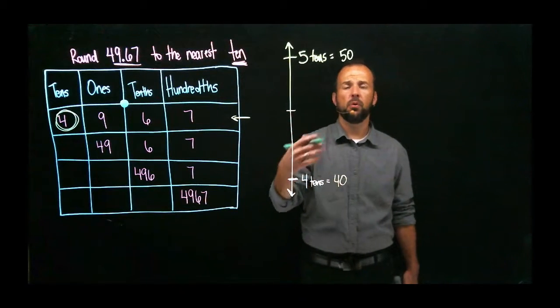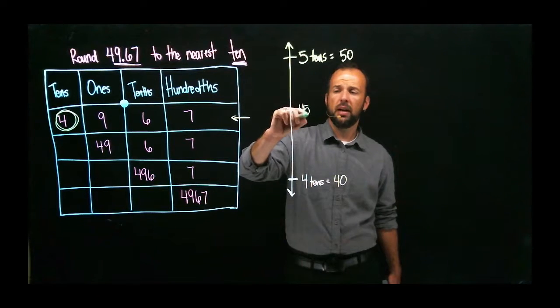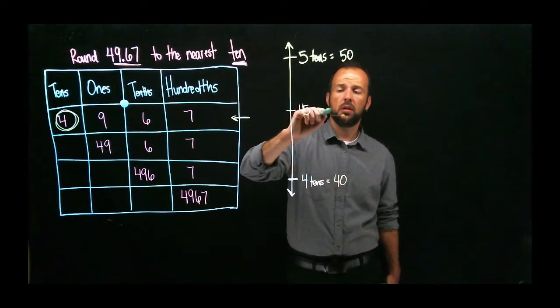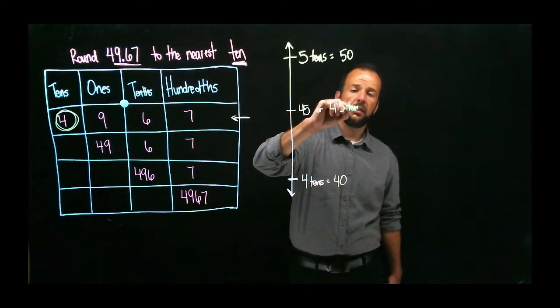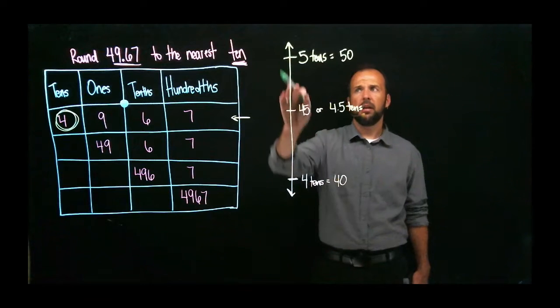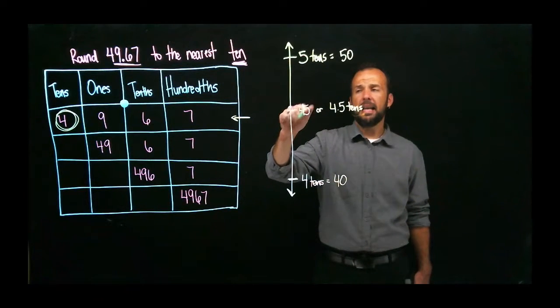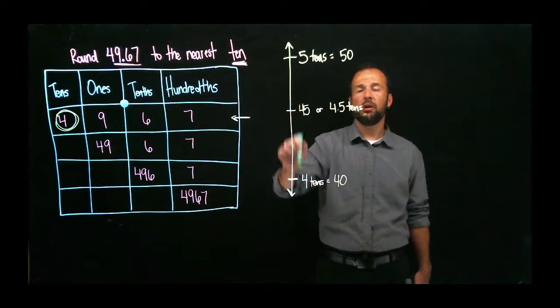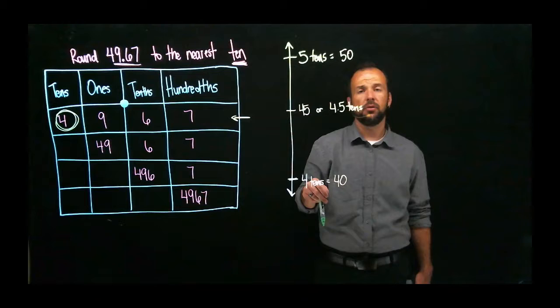All right, so between 4 tens and 5 tens would be 45, or 4.5 tens, okay? So now I have my low point, I have my high point, I have my middle, and now I can figure out where our number is going to fall on this vertical number line.